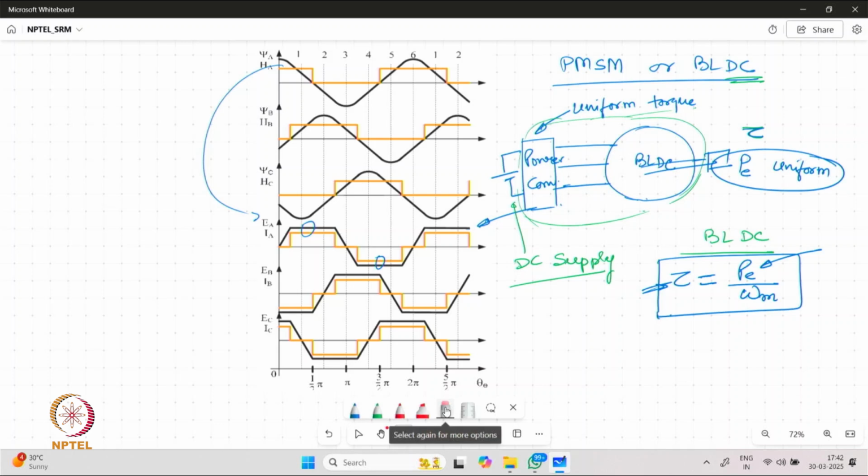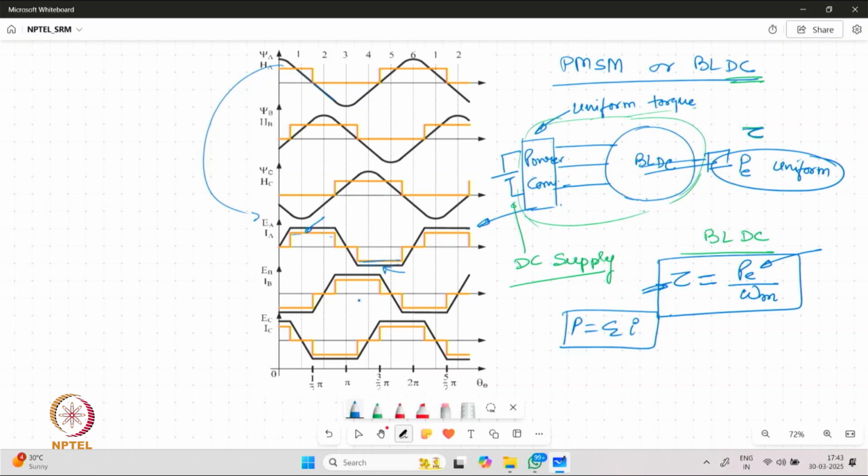What we find in this figure is that phase A is excited when the EMF is settled at a constant value corresponding to the steepest portion of psi A, and the current is maintained constant over that duration. Further, when the EMF again finds a negative constant value, the current is again maintained constant, however the direction of current is reversed to have a positive power. And this is repeated over the rest of the cycle.